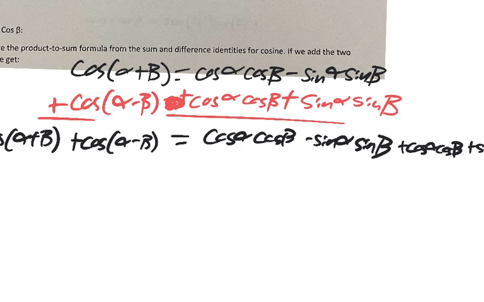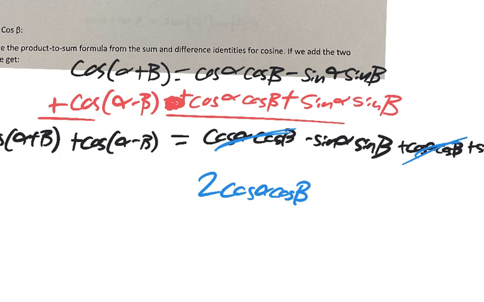So now, I can't do anything with this. These are not like terms. But all of these have just alphas and betas as their arguments. So is there any that are exactly alike? I've got cosine alpha, cosine beta, cosine alpha, cosine beta. If I combine those, that's going to give me 2 cosine alpha, cosine beta. Does that make good sense to everybody?